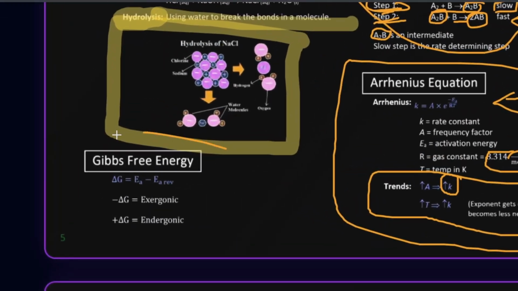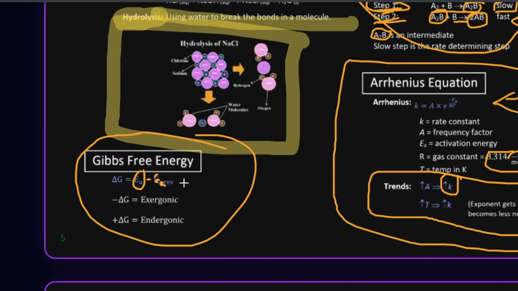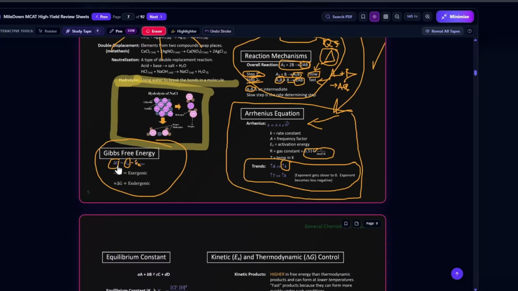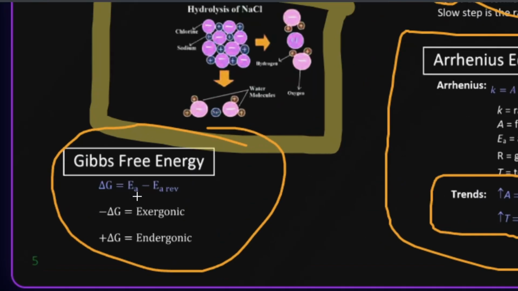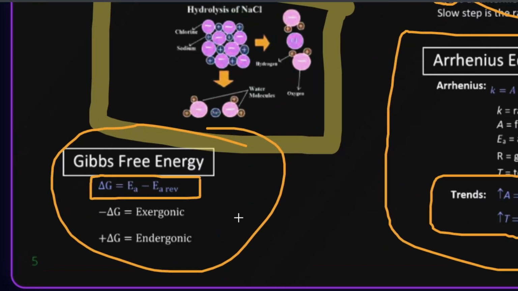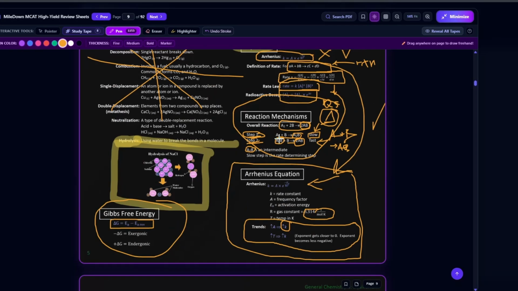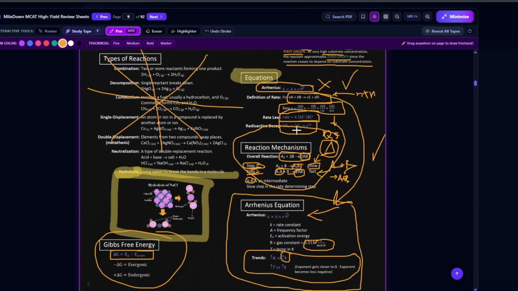And then lastly is Gibbs free energy, where the EA minus EA reverse of the reaction gives you delta G. So that's one of the formulas for delta G. There's actually quite a few formulas for delta G to know, but this is just one of them. And when you do your practice problems, you get to understand that more. I already showed you how to generate them for the last question.